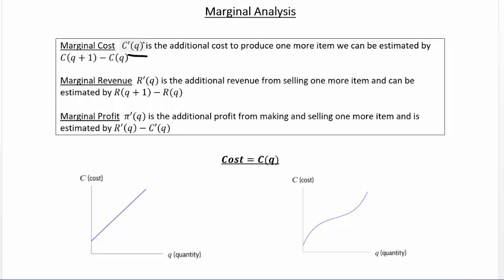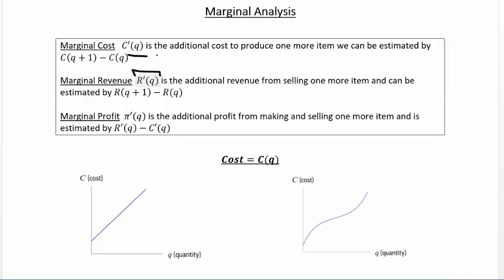Similarly, marginal revenue, which we're going to notate as R prime of Q, is the additional revenue from selling one more item. And we can again estimate this by looking at the difference between the revenue at one level and if we were to sell one more. Marginal profit is the additional profit from making and selling one more item, and we can approximate this by looking at the difference between the marginal revenue and the marginal cost.